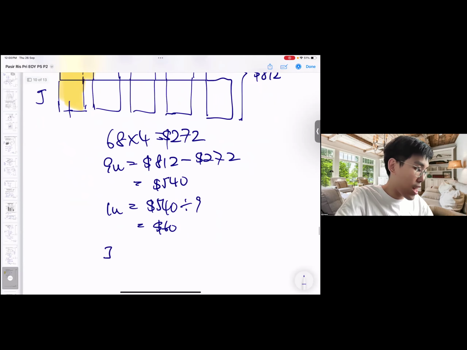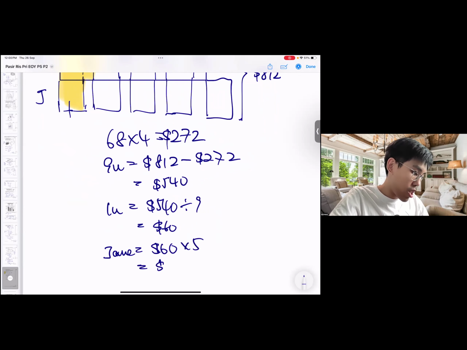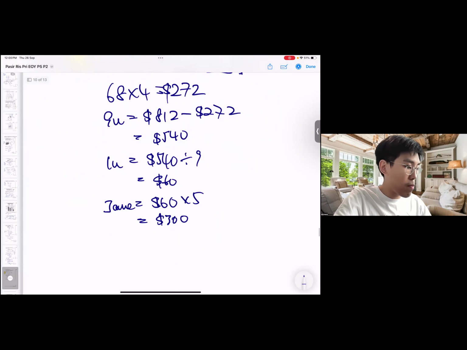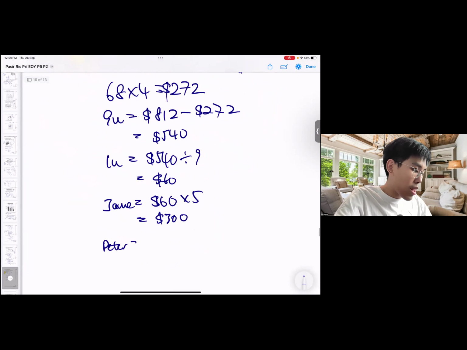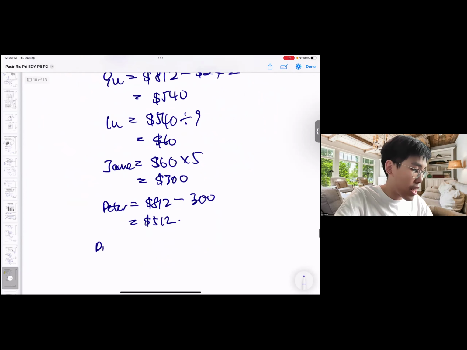Okay, that means for Jane, because she has 5 units only, it's 60 times 5, which is 300. At the same time, we will also be able to find Peter. Peter will just be 812 minus 300, and that will be 512. So we can find the difference already. It will be 512 minus 300, which will be 212.